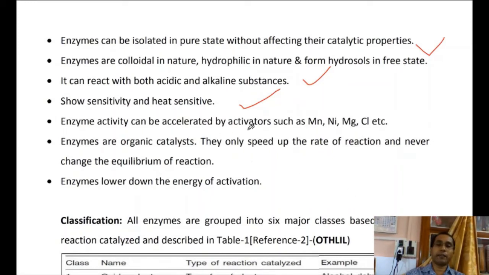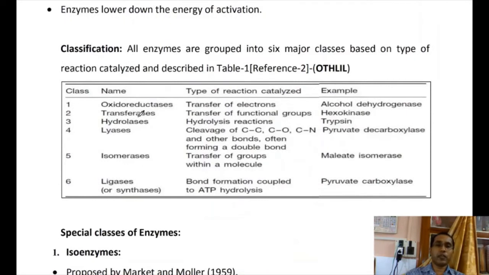Enzyme activity can be accelerated by activators such as manganese. These are the metalloenzymes, which are responsible for the activity of the enzymes in some cases. Enzymes are organic catalysts. This is the very basic feature. So classification, this is the classification based on IUPAC nomenclature.